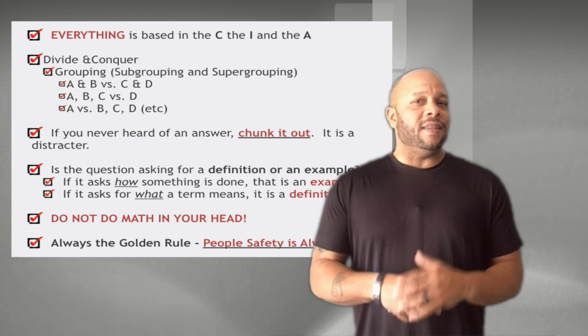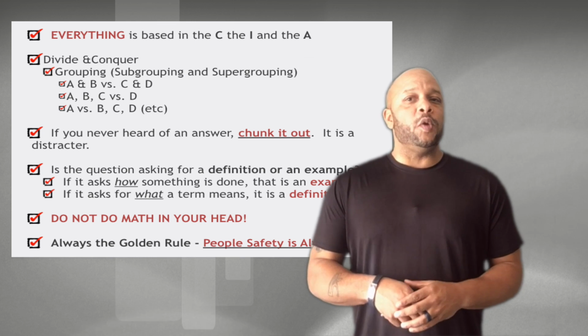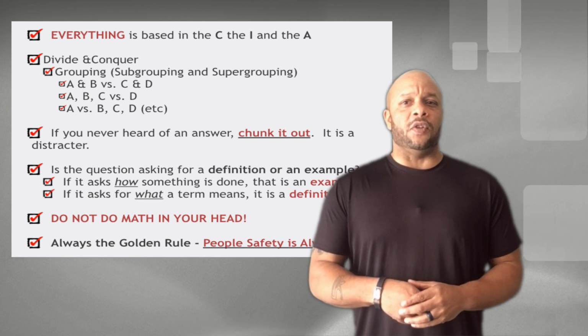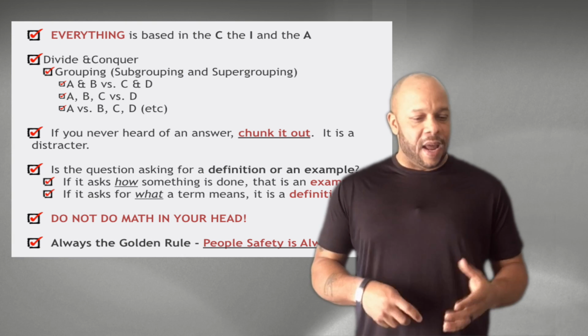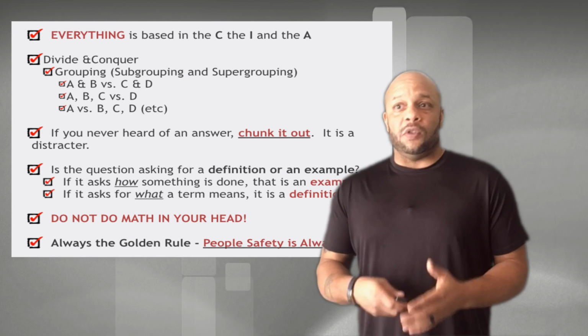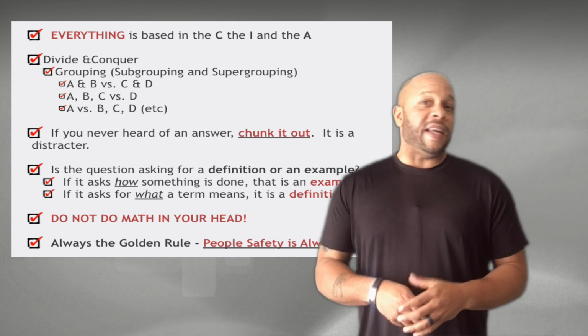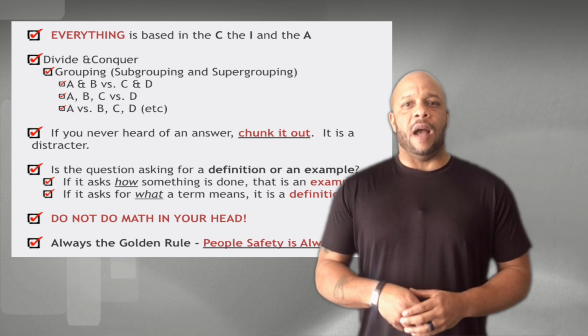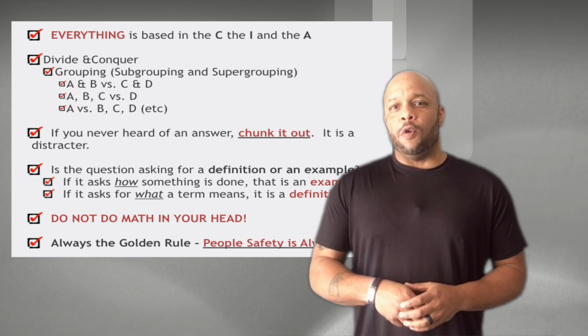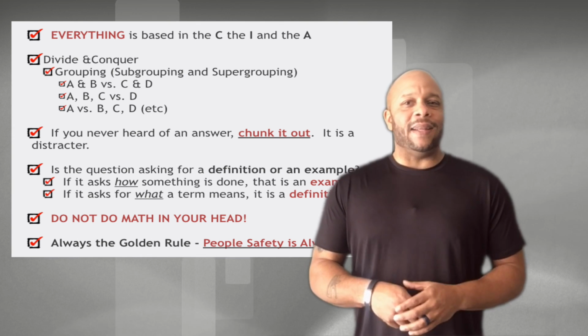Next, you divide and conquer. The goal is to be able to eliminate at least two possible answers. That gets you down to a 50-50 shot. You've turned it into a true-false test. It's simply subgrouping or supergrouping. A and B work and C and D work, or A, B, and C all fit together and D is the odd man out. Once you find your subgrouping and supergrouping, you have the answer.